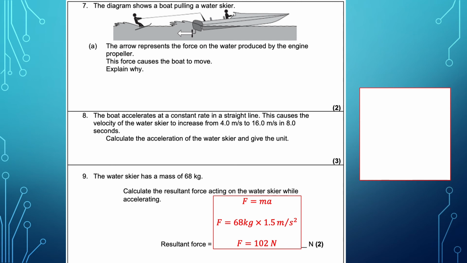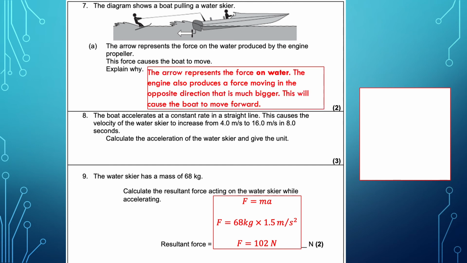So they kind of switched it around, right? If you wanted it in the exact same words as the previous question, it would have said the arrow represents the force the engine exerts on the water. That's really what it should say, but that's what I'm going to write: the arrow represents the force on the water. So the engine also produces a force moving in the opposite direction that is much bigger, and this will cause the boat to move forward. You could also say that the water resistance, or drag, is a lot less than the forward motion, which causes it to move forward. But either way, however you want to explain it.